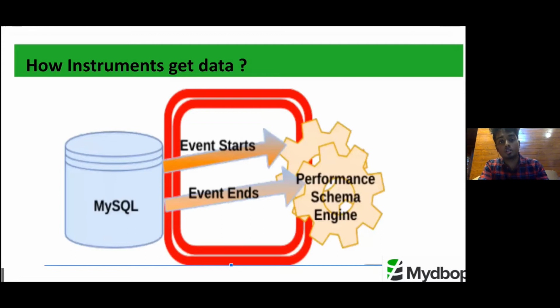And this is how the instruments get data. First, the user connects to MySQL to fetch or enter data. It starts with the events. The event starts and the event ends. Both records are stored in the performance schema.